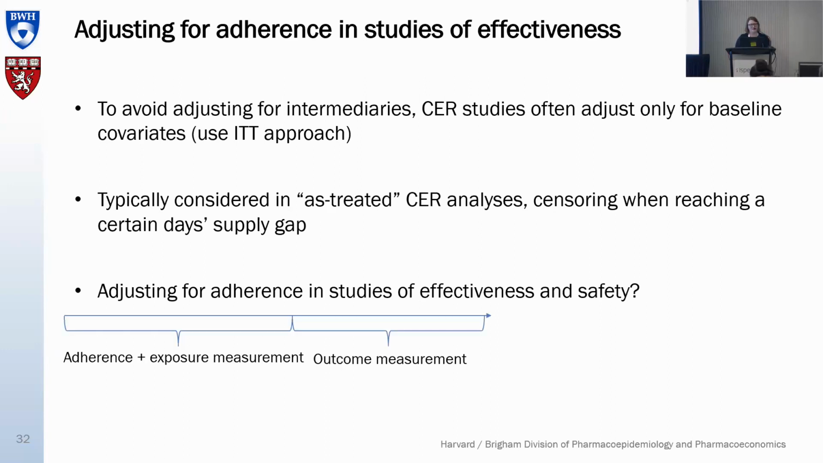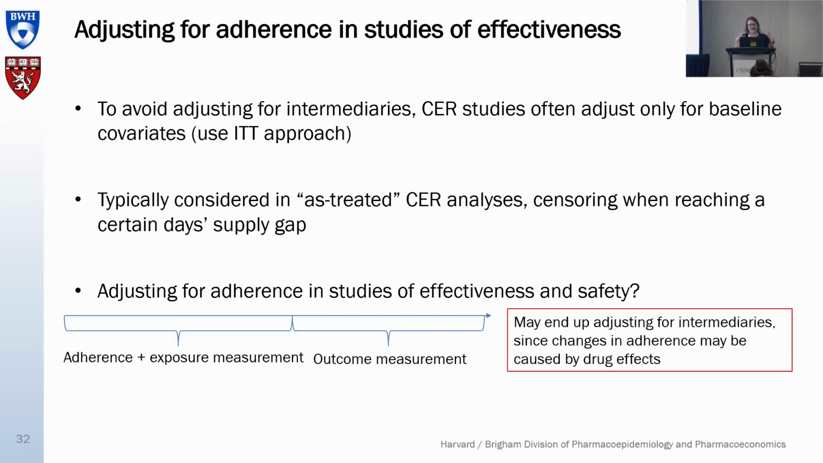And basically the other idea here is that when you're adjusting for adherence in studies of safety and effectiveness, you do need to be careful about when you're adjusting for things. Because again, if you're measuring things in the same outcome window, it could be a problem. So that's why I think censoring usually makes sense. It's just when people stop taking the drug, if you're interested in as treated analysis, at least that's safe that way.